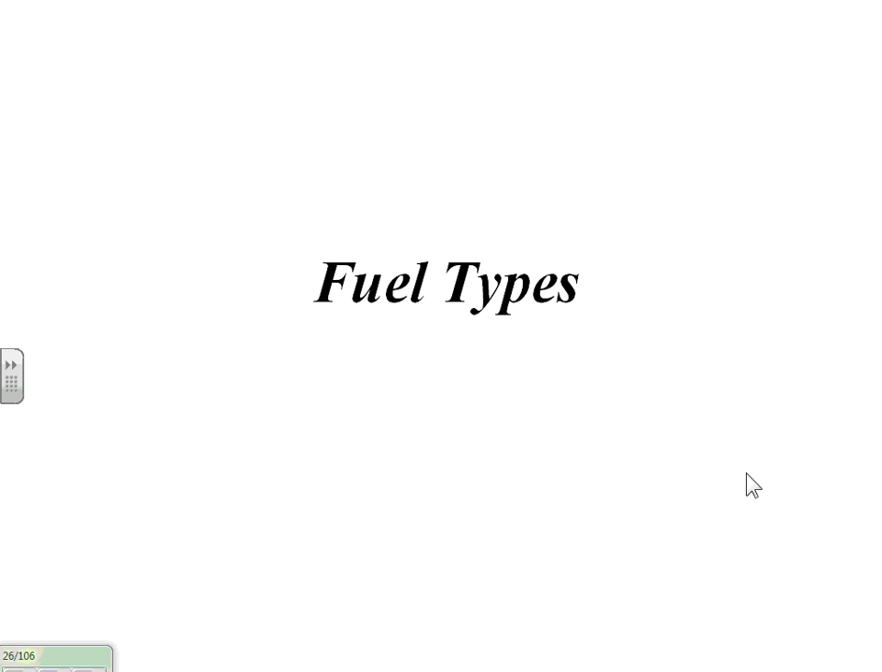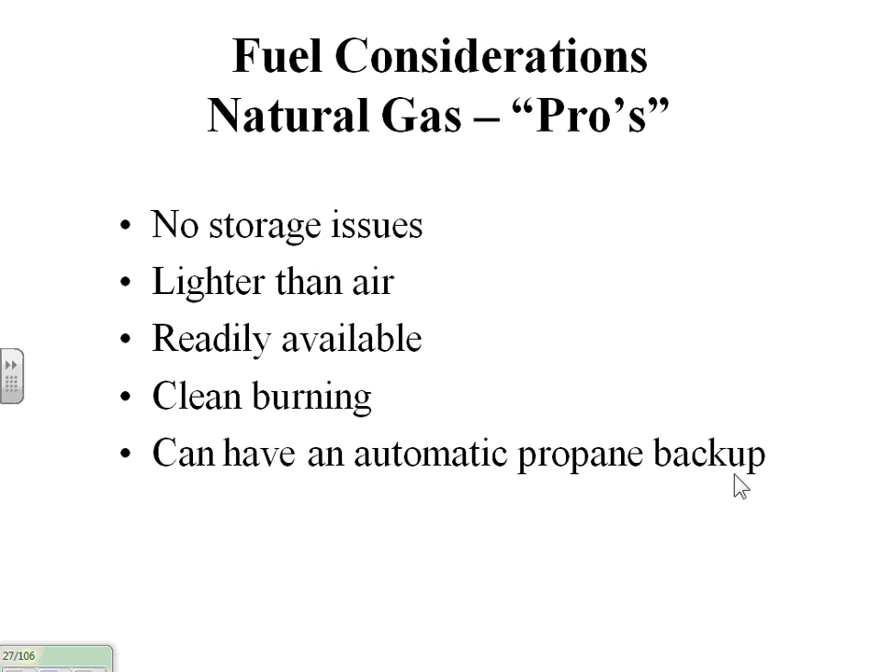Different fuel types that we deal with on generator sets. Pros and cons. I've used this slide for years and years, but the pros and cons are still the same. Natural gas. What's good about natural gas? No storage issues. It's lighter than air, so if there's ever a leak, it's going to go up. That's a good thing. It's a readily available source. It's clean burning, and it can have an automatic propane backup.